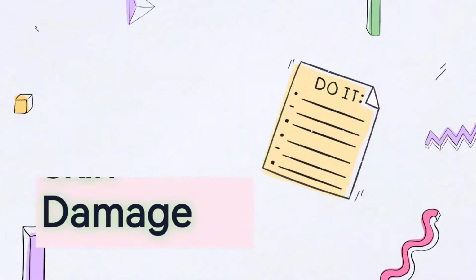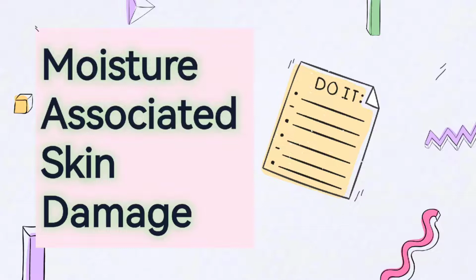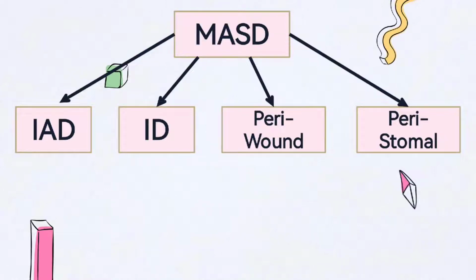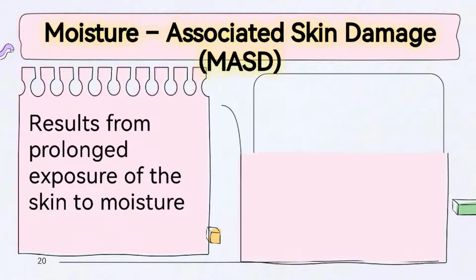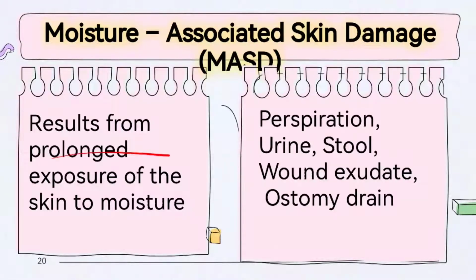mucosal membrane pressure injury. So now let's talk about moisture associated skin damage, or what we sometimes call the MASD. So what is this? There are 4 types. We're going to discuss all of this one by one. Then let's define first what is MASD. MASD results from the prolonged exposure of the skin to moisture.